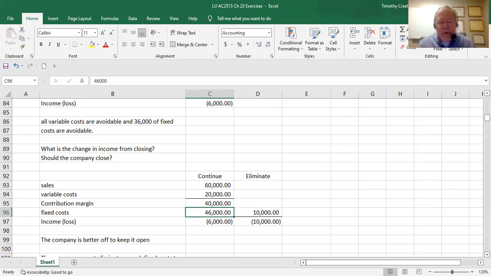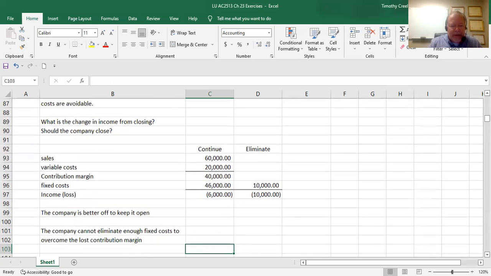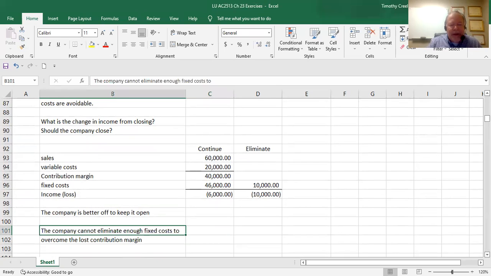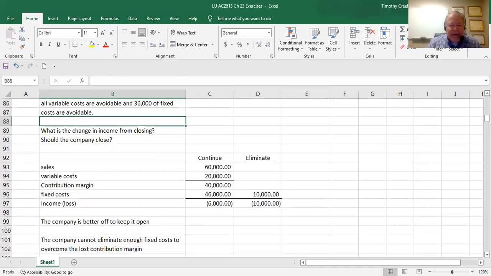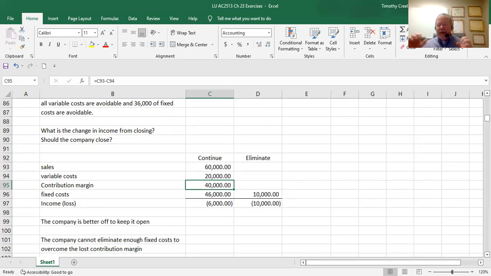Another way to think about this problem is that the company cannot eliminate enough fixed costs to overcome the lost contribution margin. In this case, they could only eliminate 36,000 of fixed cost, but the contribution margin was 40. If you can't eliminate enough fixed cost to overcome the lost contribution margin, you're just going to be worse off. Like in this case, the company would have $4,000 overall of additional losses if they close this segment because they cannot eliminate all the fixed cost.